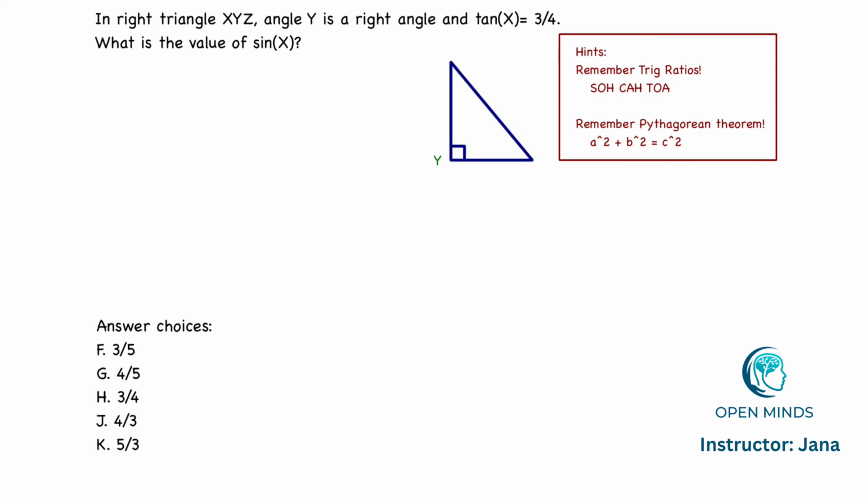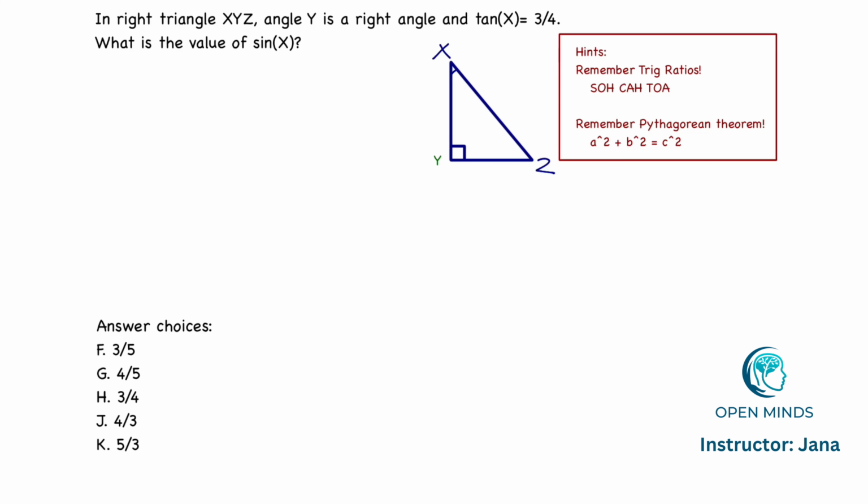So remember to write down, underline, circle, star any valuable information that will be useful in answering the question. So this is a right triangle, which I have drawn for you here. And we are told that angle Y is our right angle. And that means that we can place X and Z on the other vertices. Okay. And the tangent of X is 3/4.